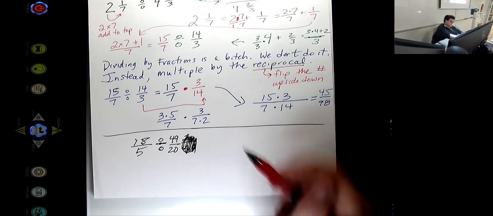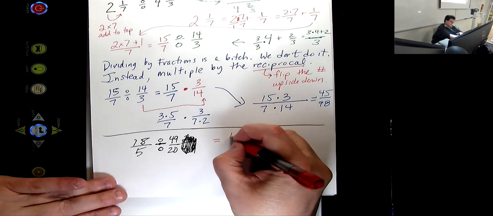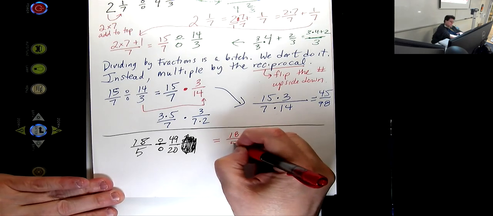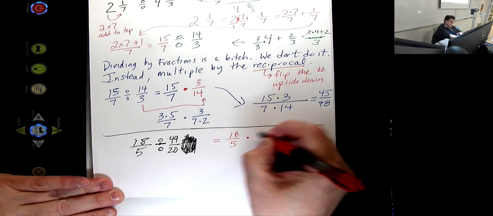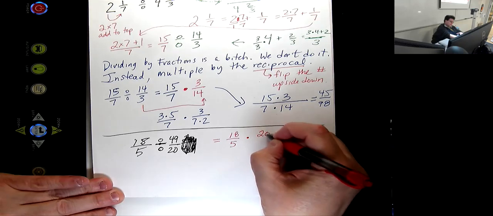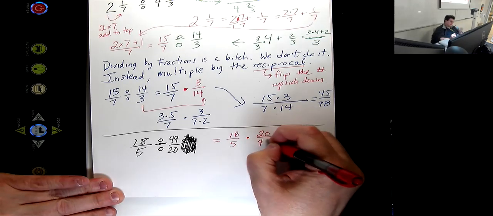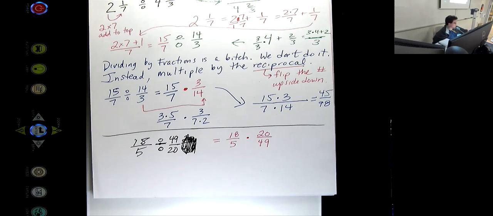Make sure everybody's walking in the right direction. Hopefully you took the 20 over 49, or 49 over 20 and you flipped it over and made it 20 over 49. So the division turns to multiplication and the second fraction flips over.